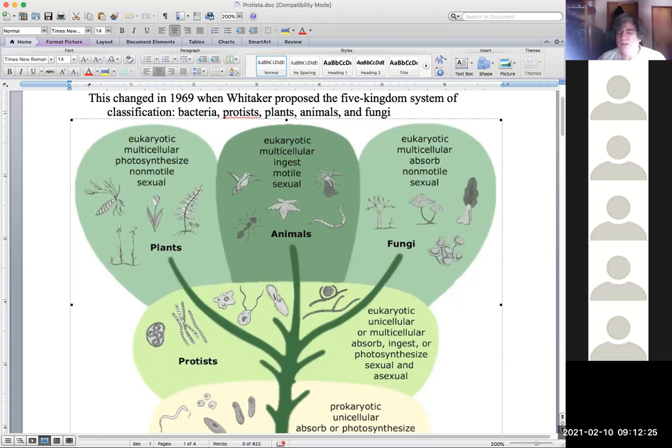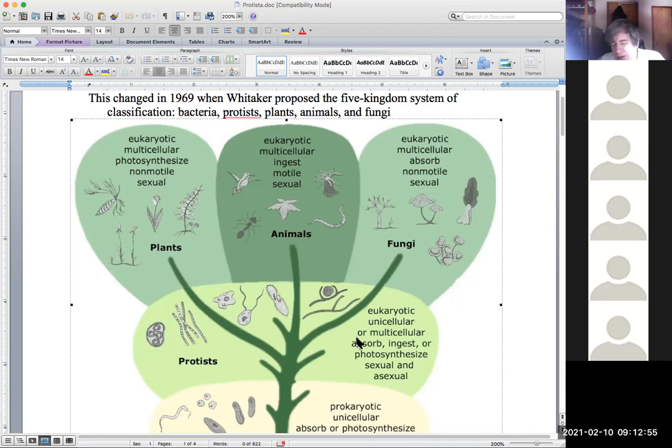The problem was when you looked at eukaryotic organisms and you divided them up into plants and animals and fungi, you had some things left over. You had some organisms that weren't plants, they weren't animals, and they weren't fungi, but they had eukaryotic cells. And this is the Protists. The Protists was sometimes called a junk kingdom at the beginning. You could think of them as being leftovers.